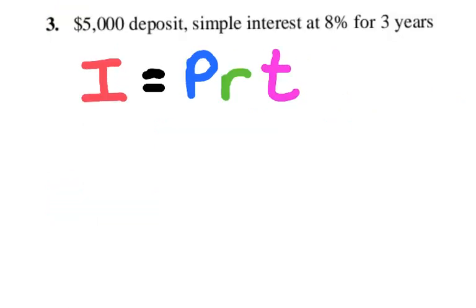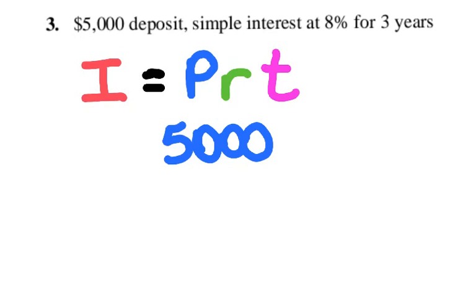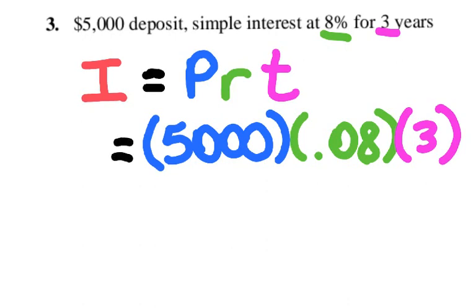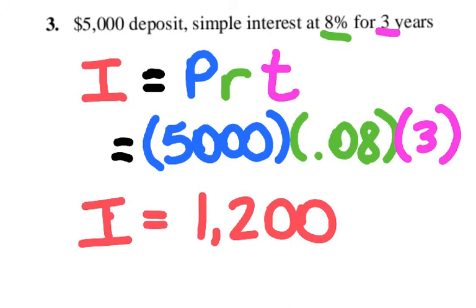Number 3 wants the simple interest, so you're going to use the formula I equals PRT. Write down the formula first, then replace the variables with numbers. Your principal is $5,000. Your rate is 8%. Change it to a decimal. And your time is 3 years. Type that in the calculator and it's going to give you your answer. Okay, so your interest should be $1,200. Again, if it asks how much is in the account, then your answer would have been $6,200.